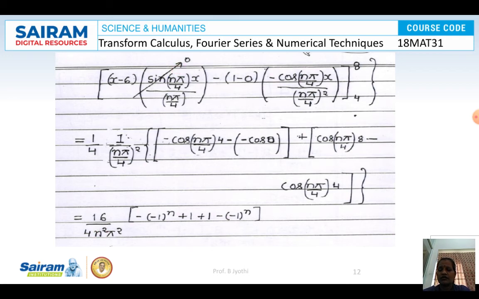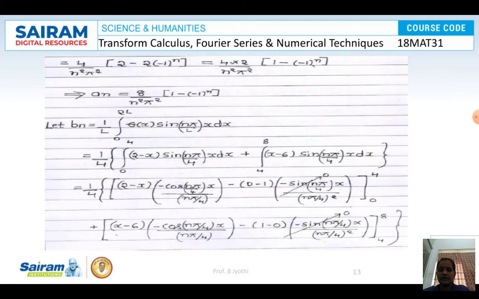Now what we are getting is, on simplification, 16 by 4n square pi square into minus of minus 1 power n plus 1 minus of minus 1 power n. Together when we add, 4 by n square pi square into 2 minus 2 into minus 1 power n. Taking 2 outside, we get 8 divided by n square pi square into 1 minus of minus 1 power n.